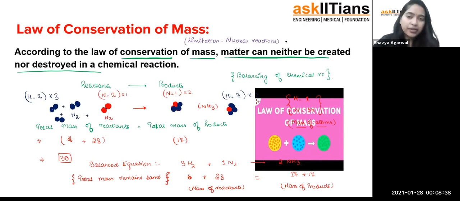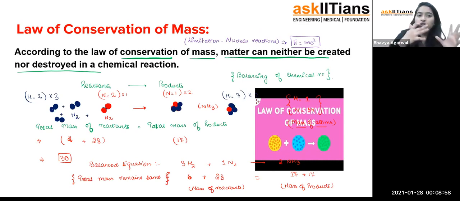Now, in nuclear reactions, you might be doing it in physics later. In physics, there is Einstein's equation, which is E equal to mc square. So basically what happens is during a nuclear reaction, mass gets converted into energy. So basically an atom is completely collapsed. That thing you can imagine using bombs.